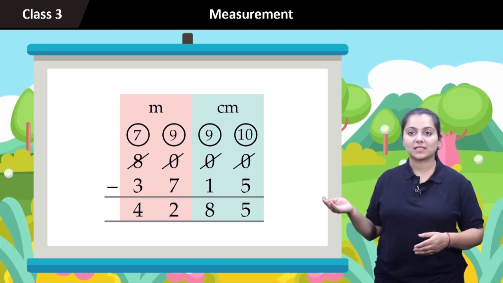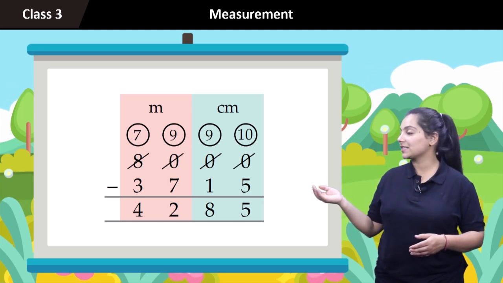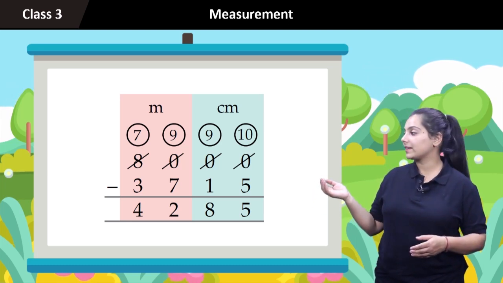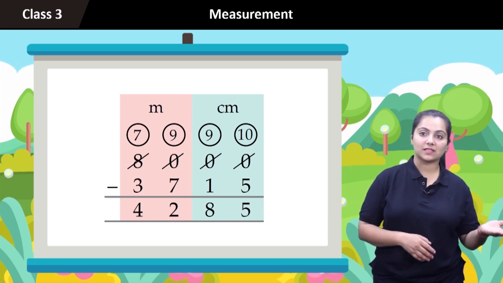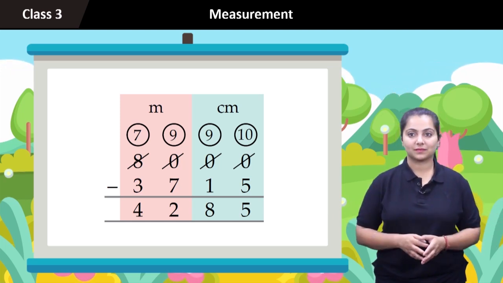Let's move to the meter side. 9 minus 7 is 2. 7 minus 3 is 4. So the answer is 42 meter 85 centimeter.